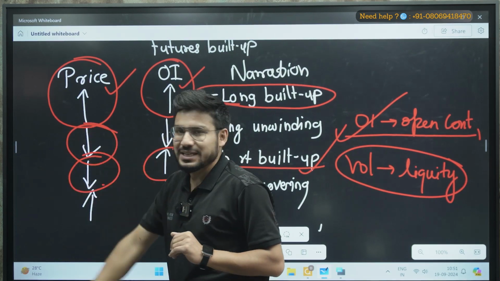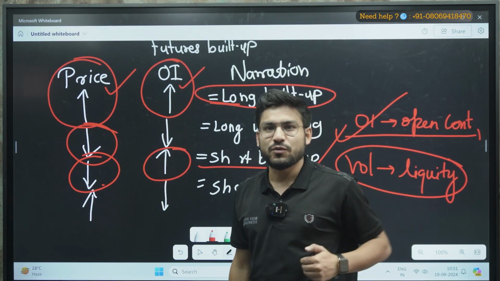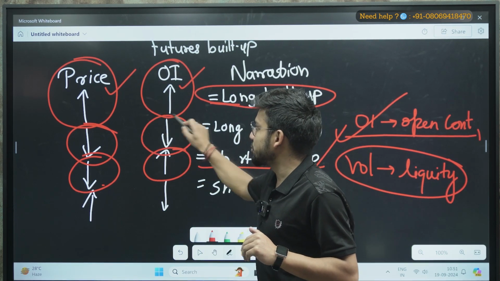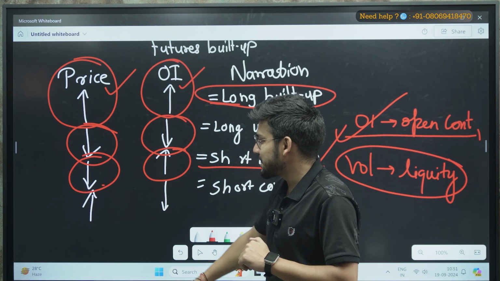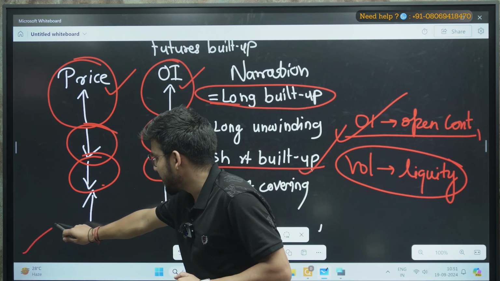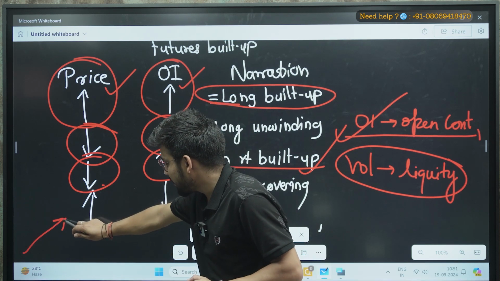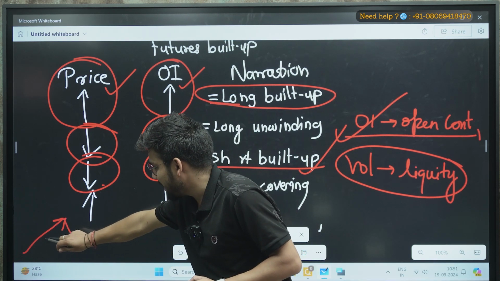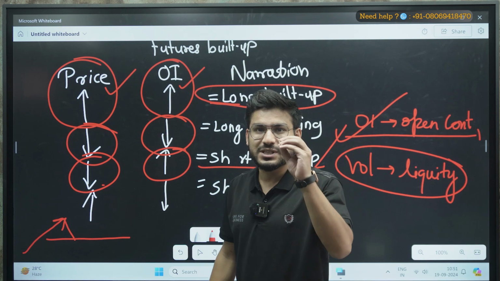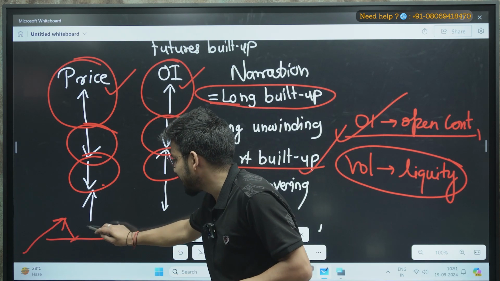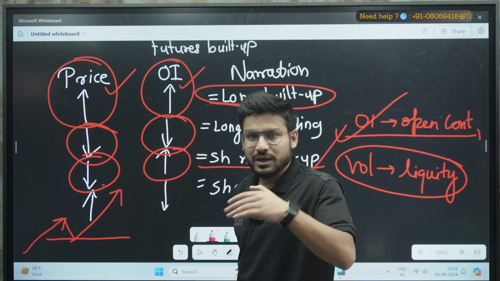Then there is a long unwinding. In long unwinding the price is going down. So who is responsible for that? Maybe sellers, and at the same time their contracts are also going down. So it means there was a position, the market was going in the upward direction, so that was the long position. After that there was an unwinding. It means someone must be booking their profit. So that is the long unwinding and the market can further continue in the direction.